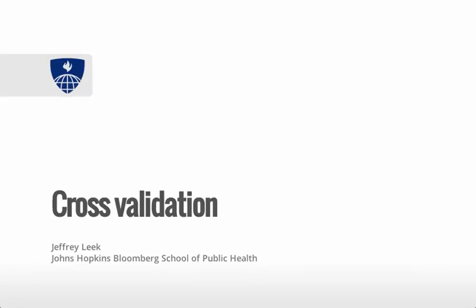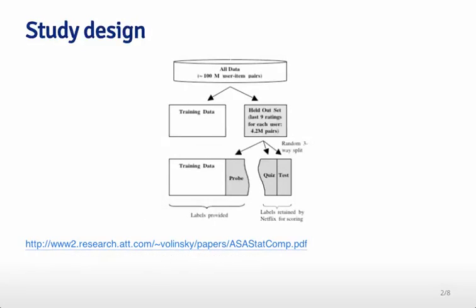This lecture is about cross-validation, which is one of the most widely used tools for detecting relevant features and for building models and estimating their parameters when doing machine learning. So remember the study design that people frequently use when building machine learning algorithms and evaluating them.